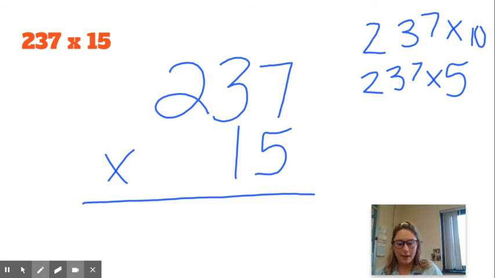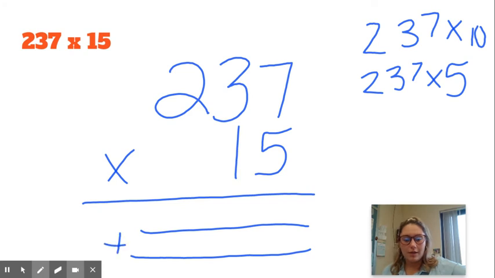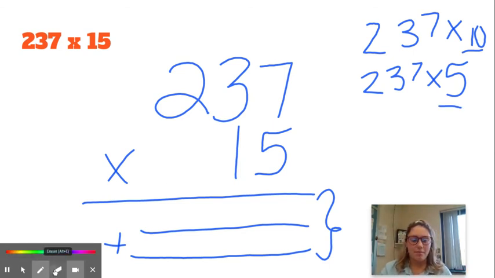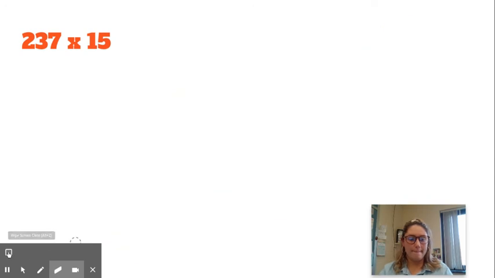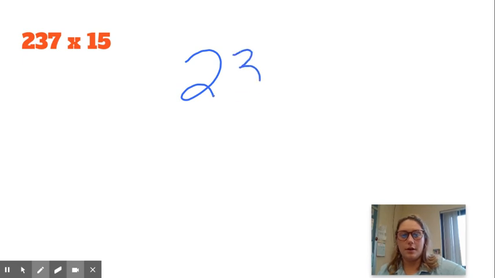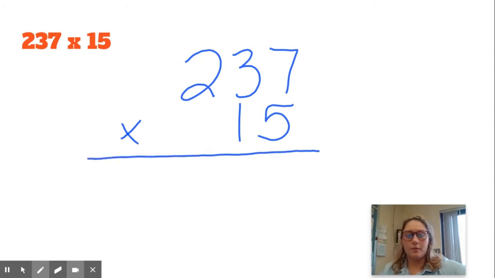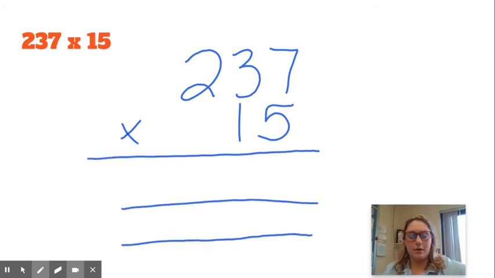Because we're multiplying by a two-digit number, we are going to get two answers before we get our final product. What are those two answers called? Partial products. Yeah, we're going to have our partial products because we're really doing two multiplication problems in one. All right, so 237 times 15. Remember, we're going to have our two partial products.